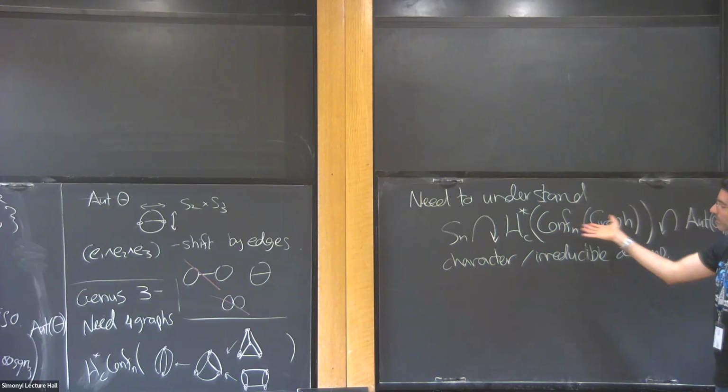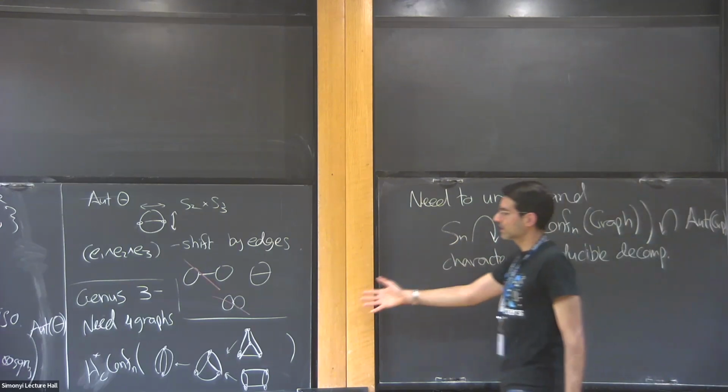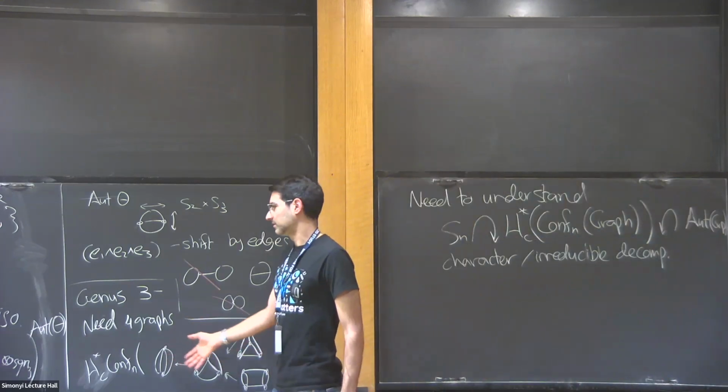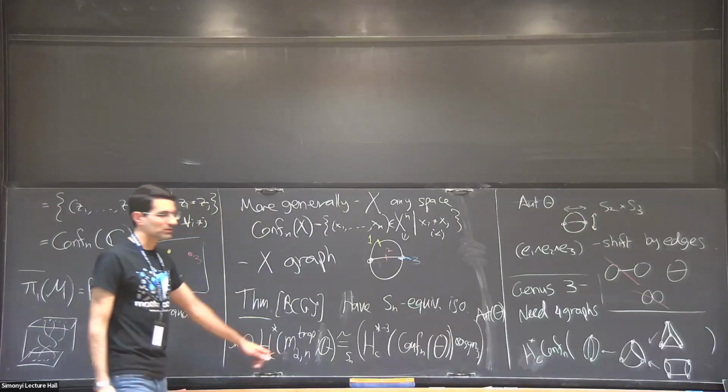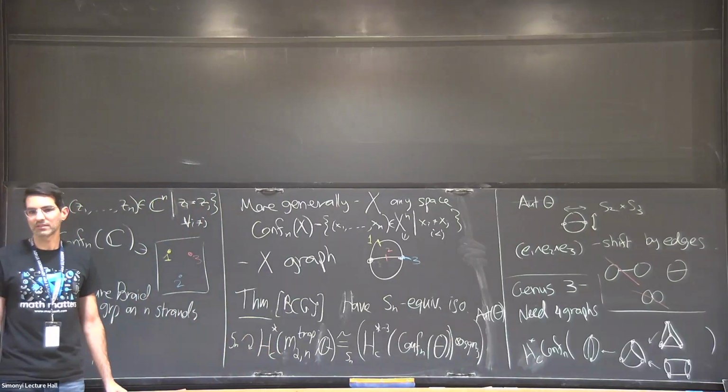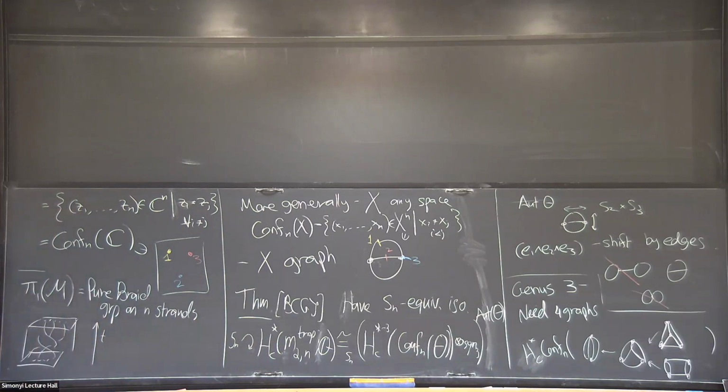Okay, and if you know that for every graph, then you can start building these complexes. You can put this in a device that we have that gives you the cohomology of the tropical moduli space. Right.